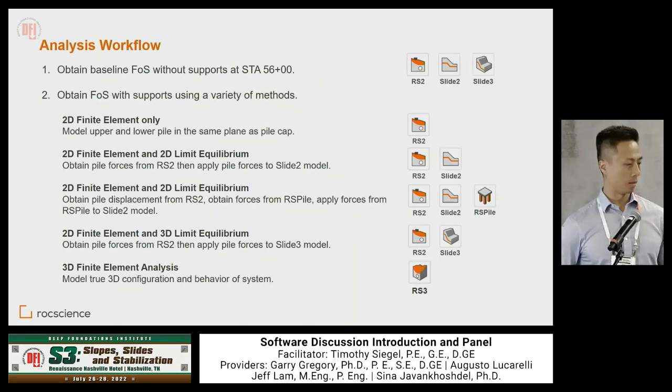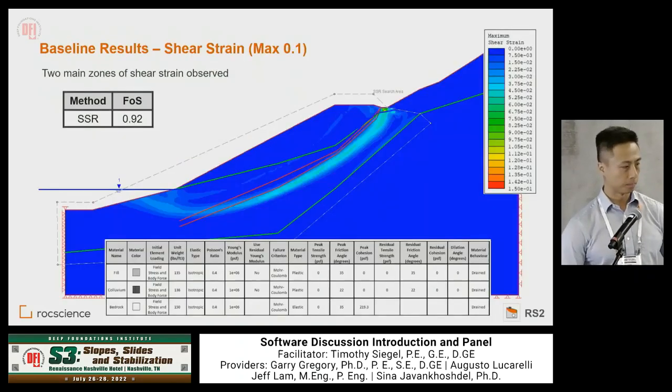And then the second last one there, we also took the RS2 forces and applied them to Slide 3 for, I guess, a pseudo 2.5D analysis. And then finally, we showed how we can actually do everything within just RS3, which is our 3D finite element program. You can model everything in true 3D and get your answer that way.